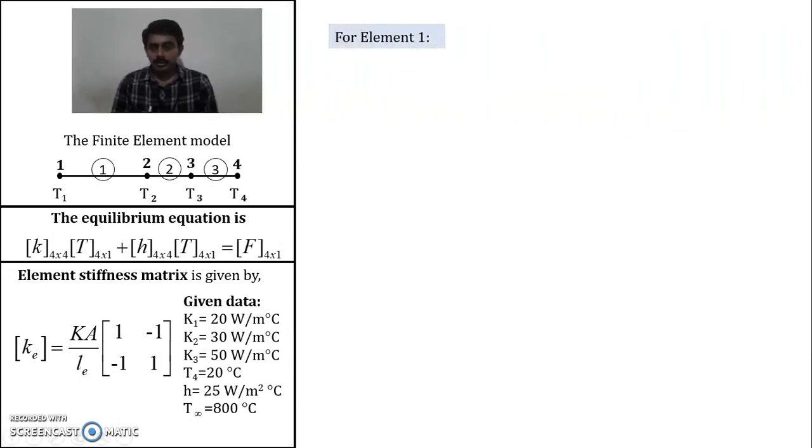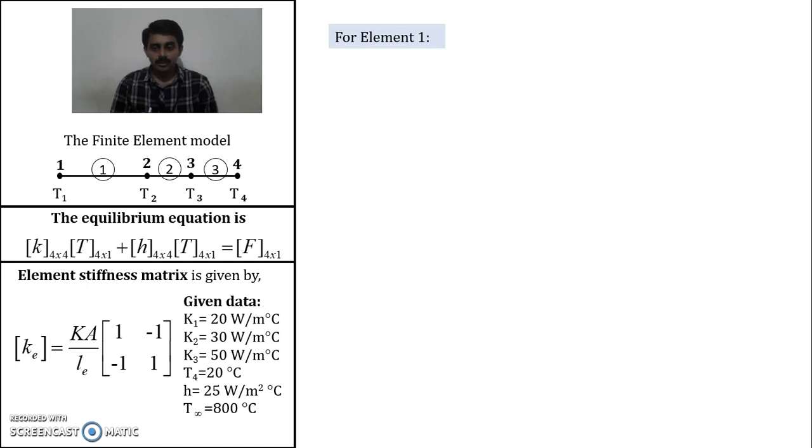So our aim is to write the equilibrium equation, find out these parameters and solve for temperature. The equilibrium equation for this condition will be written as the matrix K, stiffness matrix, into temperature matrix plus the convective heat transfer coefficient into temperature matrix must be equal to force vector.